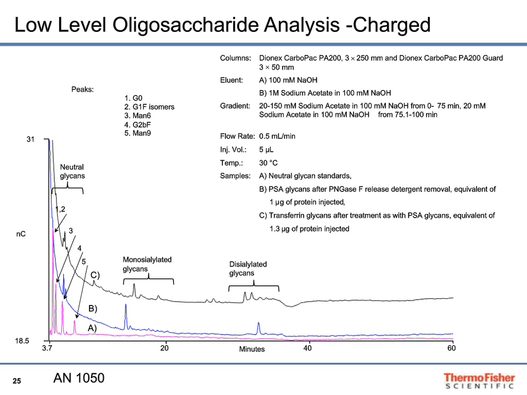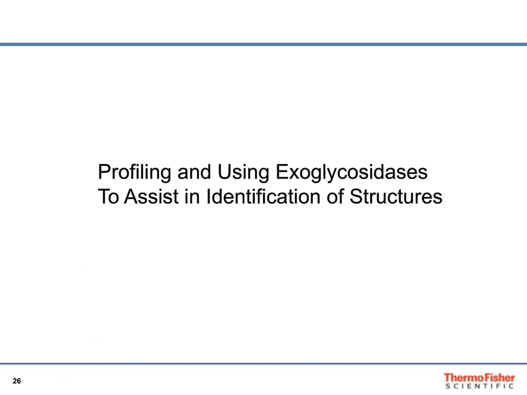So I mentioned briefly using neuraminidase. One of the powers of HPAE-PAD, again, is that you can see both products and substrates, and you can use those while you're profiling oligosaccharides. So let's first talk about profiling, and then we'll talk about how you can use exoglycosidases like neuraminidase to assist in the identification of structures.